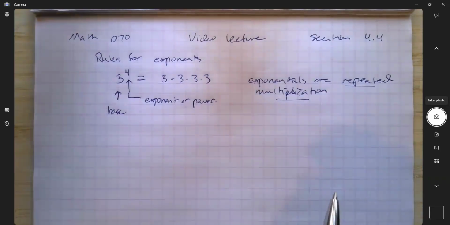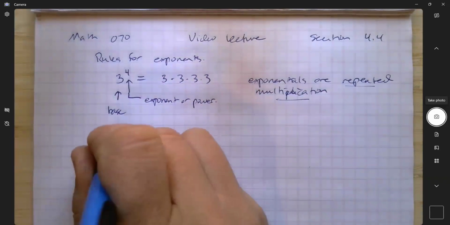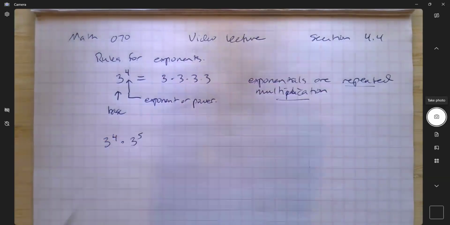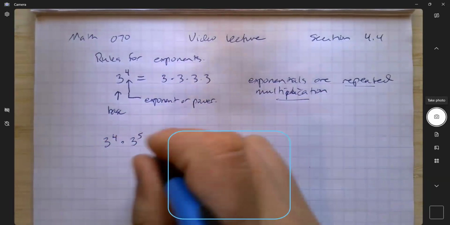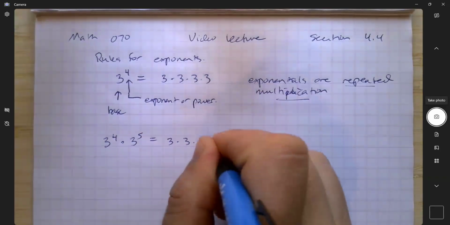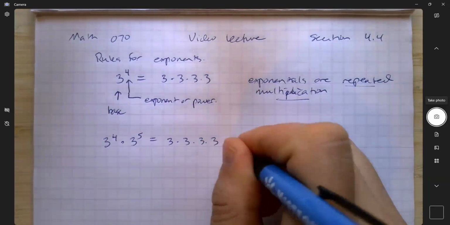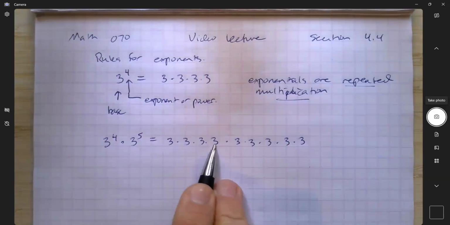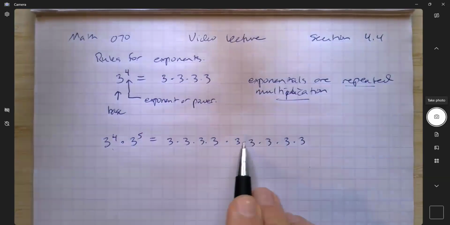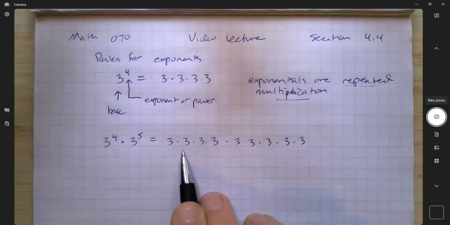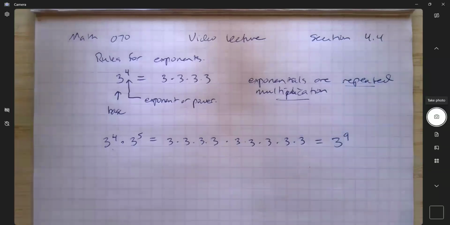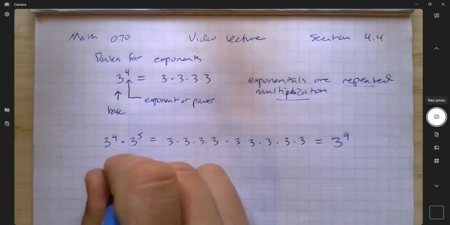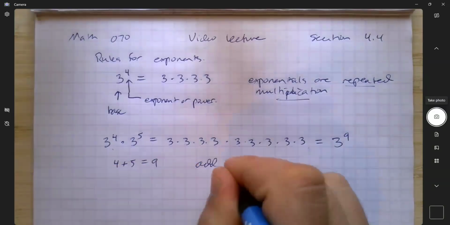Exponents are repeated multiplication. Let's take a look at that. Let's do 3 to the 4th times 3 to the 5th. Since exponents are repeated multiplication, I can just write out all of that repeated multiplication. I have 1, 2, 3, 4 threes multiplied together, and then 1, 2, 3, 4, 5 threes multiplied together. All told, I have 9 of them: 4, 5, 6, 7, 8, 9. 3 to the 9th. And notice that 4 plus 5 equals 9. You add powers.